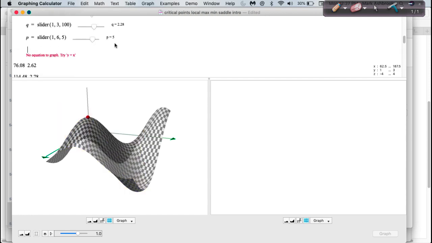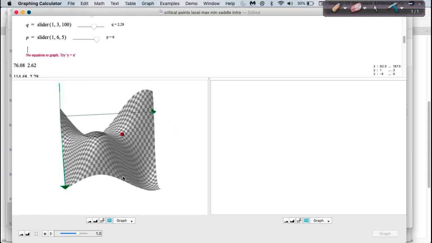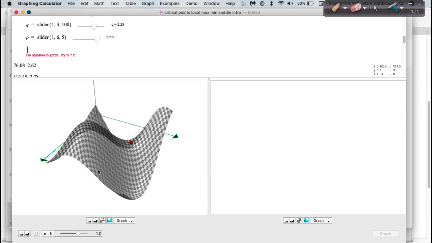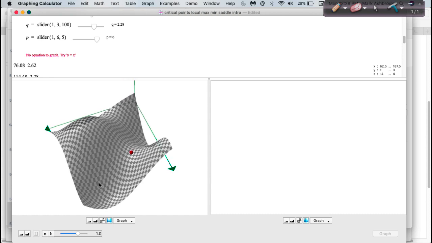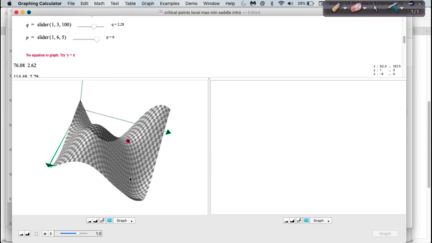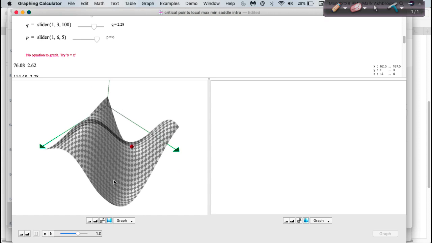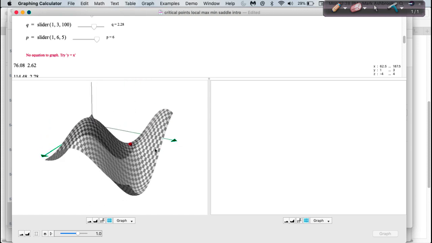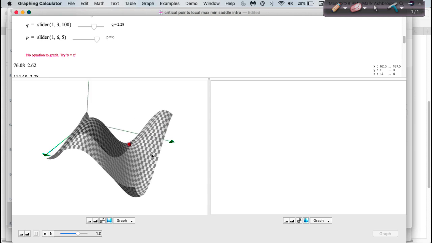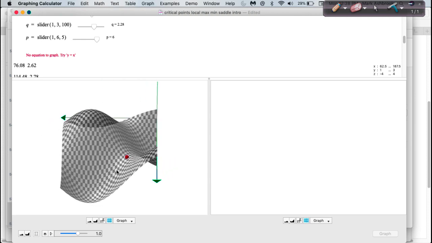Okay, last one here. What about this point? What do we got going on there? What about the partial with respect to x at that moment right there? Going this way, 0, no change in z, right? What about coming this way? 0, no change in y. Is it a local max or a local min?